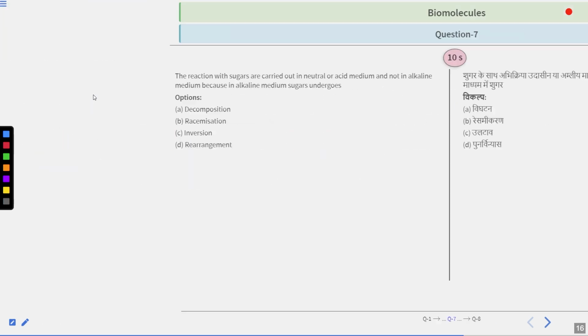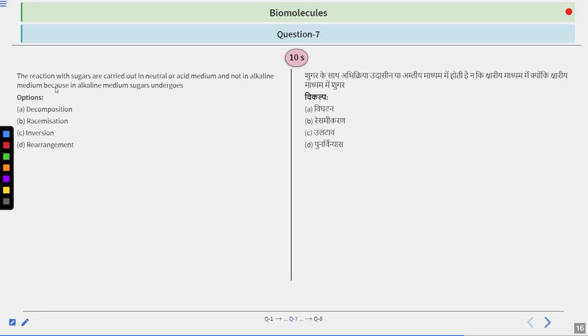Moving on to our next question. The reactions with sugars are carried out in neutral or acid medium and not in alkaline medium, because in alkaline medium sugars undergo what? So we have some information that we do the reaction with the sugars in the neutral or acidic medium, but not in the alkaline medium. Why?